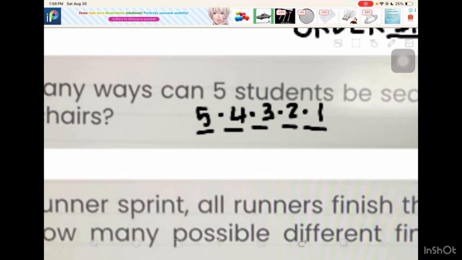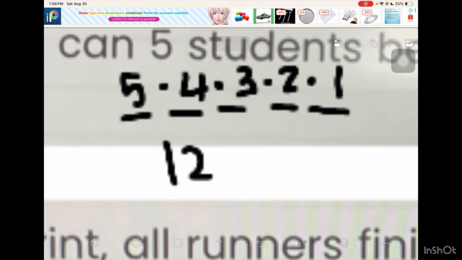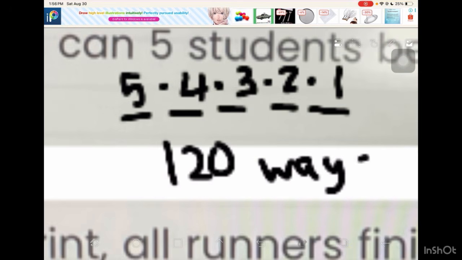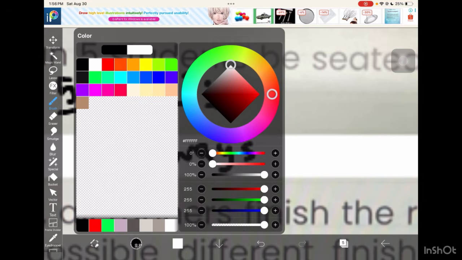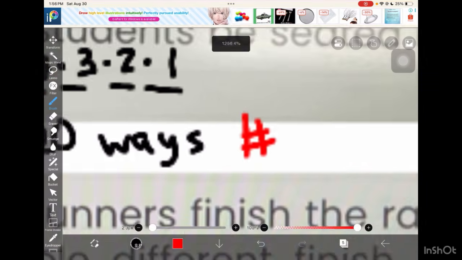Put it into the calculator. 5 times 4 times 3 times 2 times 1 is equal to 120 ways. And that is our answer for number 46, right?